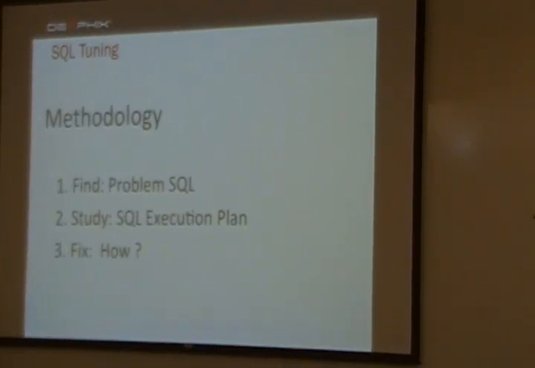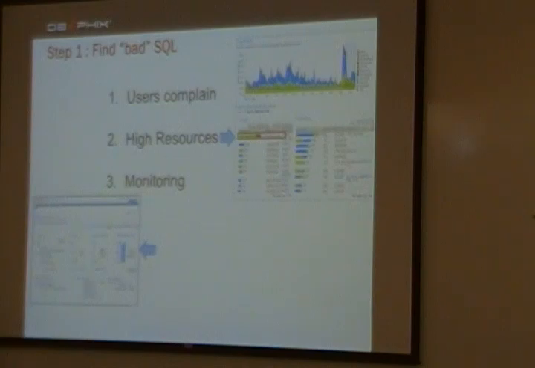Okay, 3 steps to tuning SQL. First, you've got to find the bad SQL. Second, sort of up to you, but the general practice is to look at the execution plan. And third is to fix it. Well, how do we fix it? So step 1, how do we find the bad SQL?